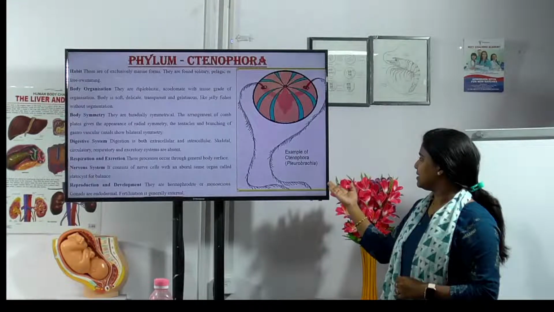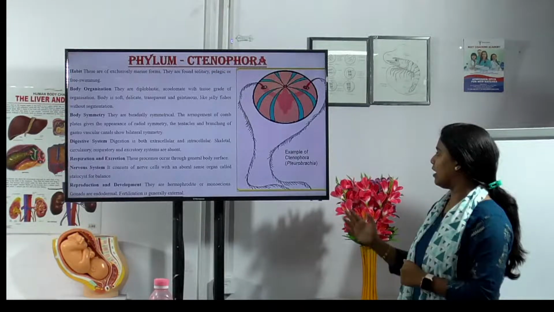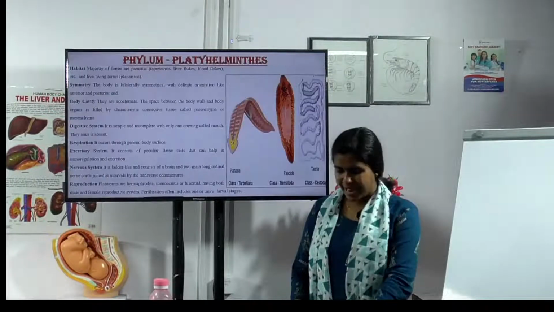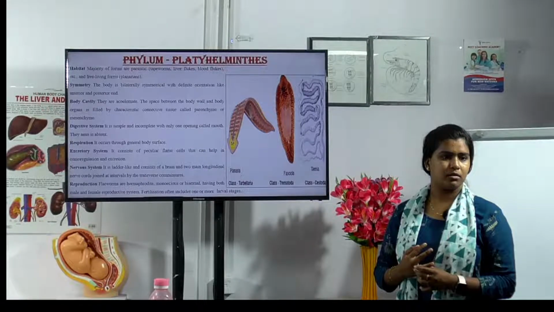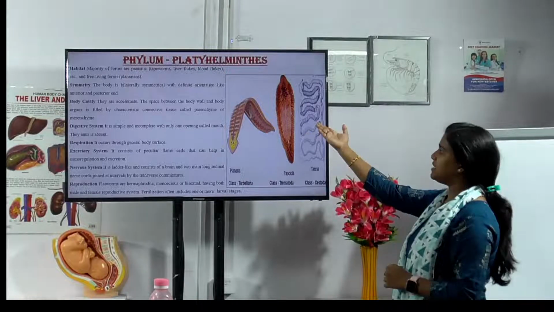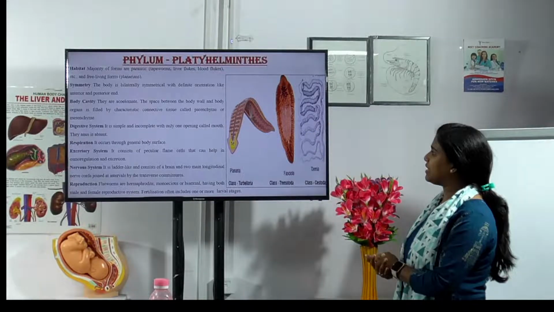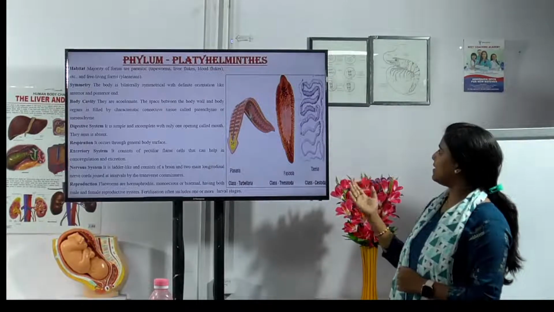Okay, and the next phylum is Platyhelminthes. The majority of them are parasites. Parasites mean they depend on a host, or they are disease-causing pathogens also. Symmetry, they are bilateral. Body cavity is acoelomate, and the space between the body wall and the body organs is filled by connective tissue called parenchyma or mesenchyma.